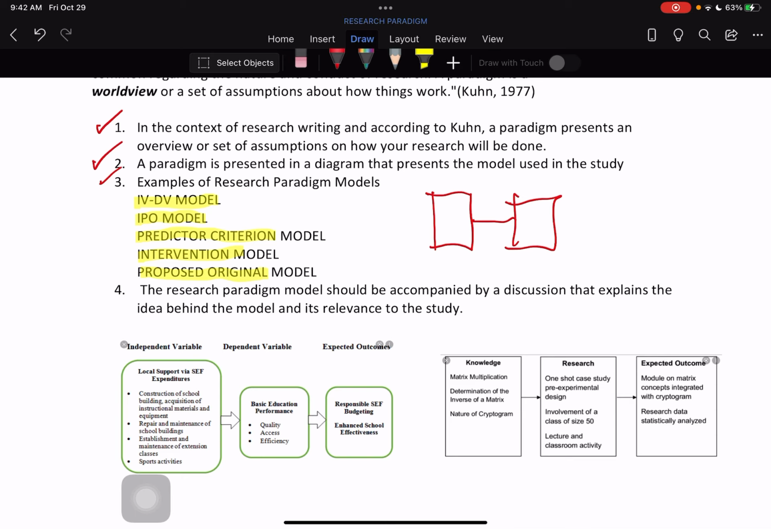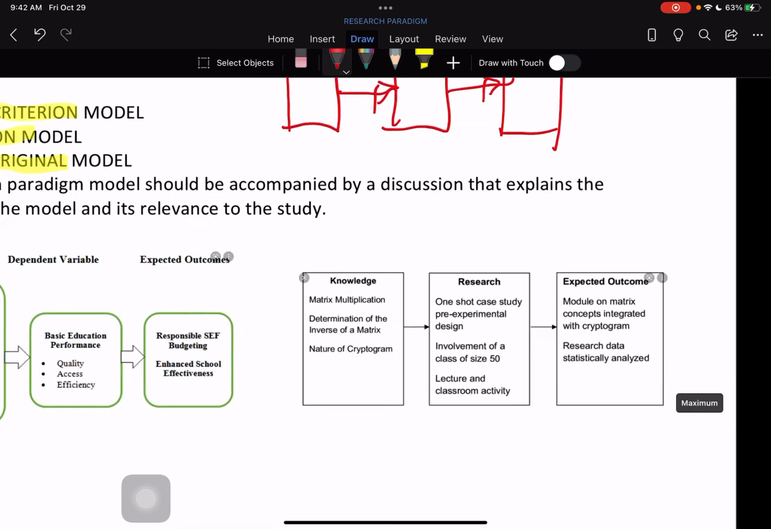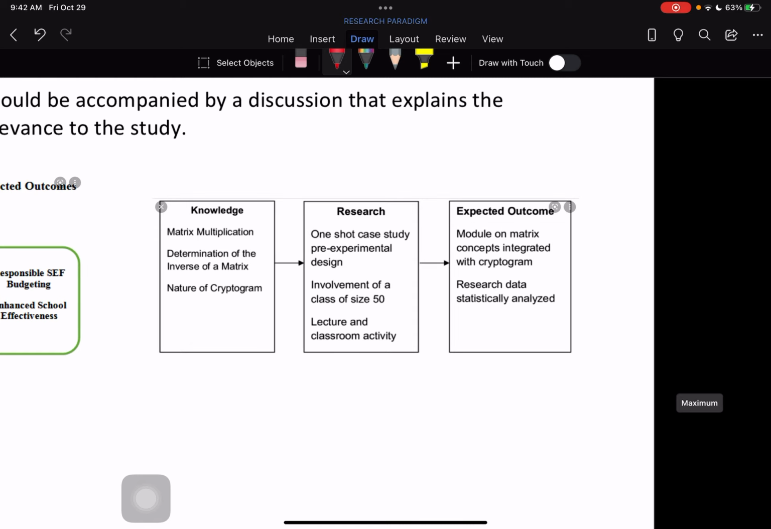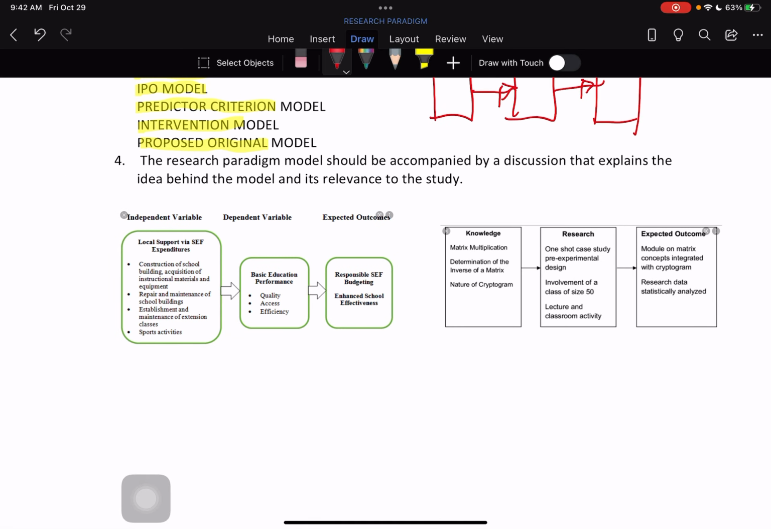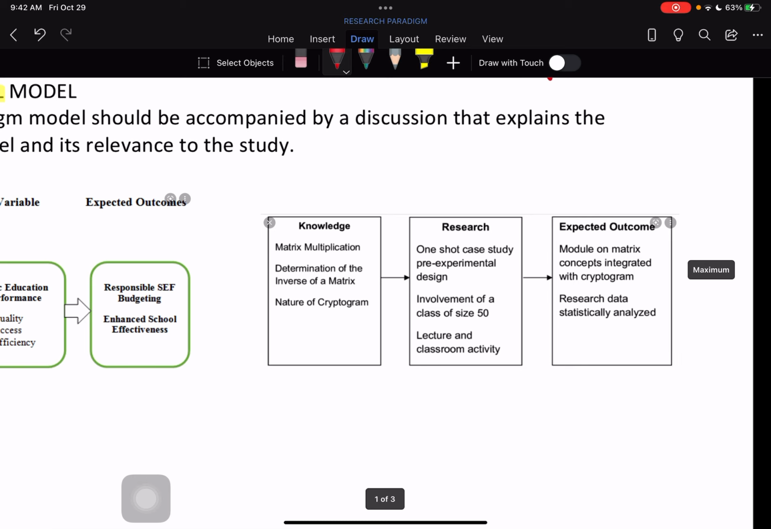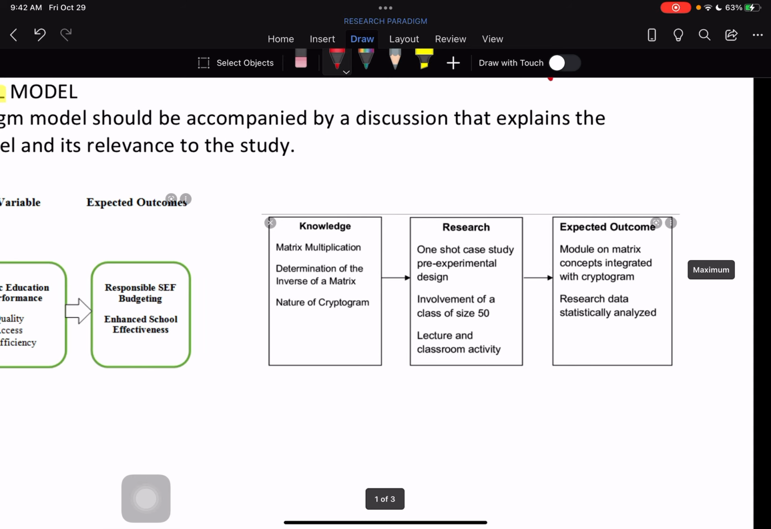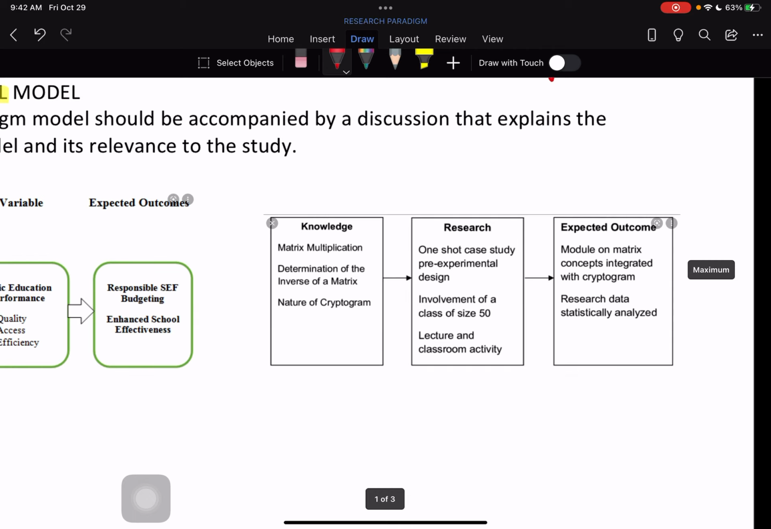And the next one will be the IPO model, which you are also familiar with, that has been used time and time again, showing the relationship of these three variables, which is the input, process, and output. So basically, this is an example of an IPO. You have knowledge, research, and expected outcome. So knowledge would be your input, research would be your process, the action taken, and the outcome or the result or findings of the research will be under output.